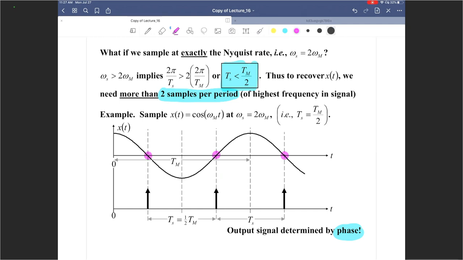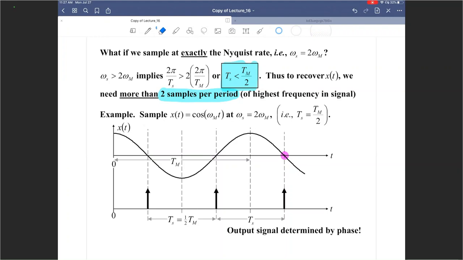No, it will all be zeros. Yes, what you will reconstruct is this. Zeros. No matter what you do, sinc interpolation, staircase, no matter what kind of reconstruction technique you use, you will get zeros. Which means that the output signal matters a lot on where you take those samples, right?